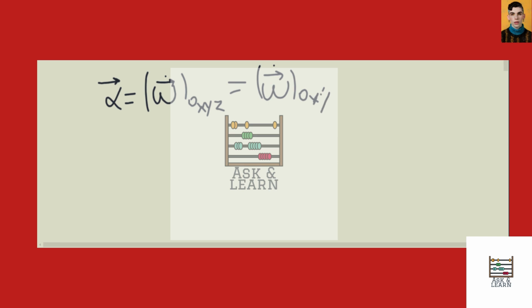I use prime for the rotating frame. This is the angular velocity of the rotating frame with respect to the fixed frame, and this is the angular velocity of the object from the point of view of the rotating frame. Okay, now we have to choose a rotating frame which is convenient for our case.